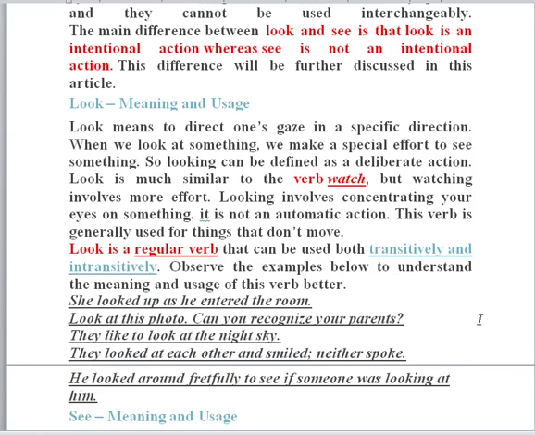She looked up as he entered the room. Look at this photo. Can you recognize your parents? They like to look at the night sky. They looked at each other and smiled, neither spoke. He looked around furtively to see if someone was looking at him.